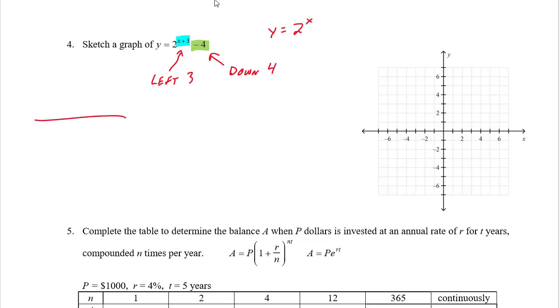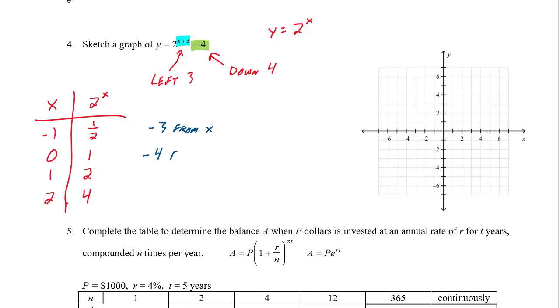So if it helps, we could make a t-chart for the 2 to a power of x with just -1, 0, 1, and 2. I might be able to fit one more on there, but that should be more than enough points. Negative 1 would be paired with 1 over the base, so 1 over 2. 0 is always paired with 1. 1 is paired with whatever the base is, and 2 is paired with whatever the base is squared. And if I think of the two things that are happening, if I go to the left 3, I should subtract 3 from x. And if I go down 4, I should subtract 4 from the y.